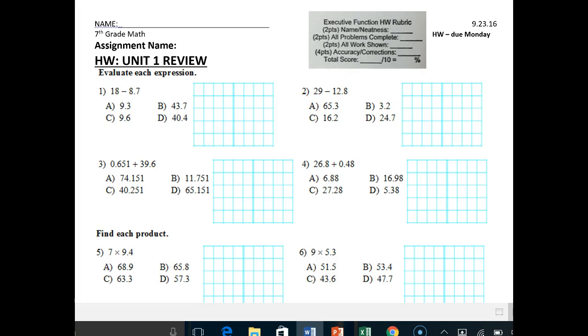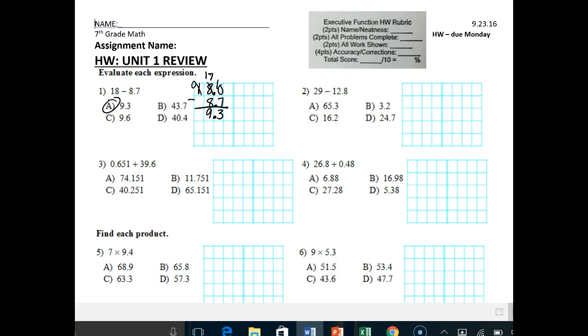So number one, it says evaluate each expression. We're adding, subtracting decimals. The key thing is to make sure you line up your decimals. So 18 minus 8.7. So we'll say 8, we got to borrow here, that becomes a 7. 10 minus 7 is 3. You can leave the decimal, because when you're adding and subtracting, there's no such thing as swooping. Borrow from the 0, make this 17. 17 minus 8 is 9. That's how I get 9.8.